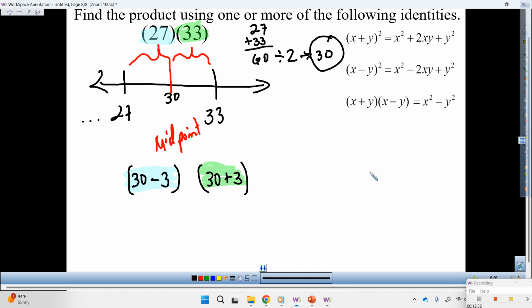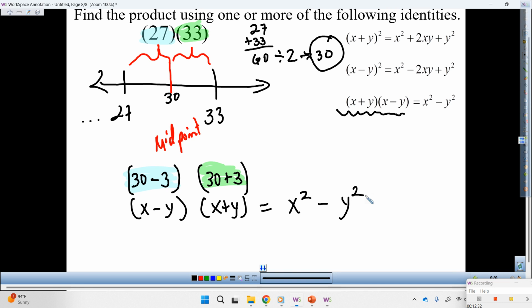All right? So let's finish this. This is here. So I'm going to write x plus y, x minus y, which is this one. Which means, what do I write on this side? X squared minus y squared. Is that correct? So what are we looking at? That instead of x, what am I going to use? 30. So I'm going to write that here. And instead of y, what am I going to use? 3. All right. Bring down the 2. Bring down the 2. Bring down the minus. Let's do this one together.